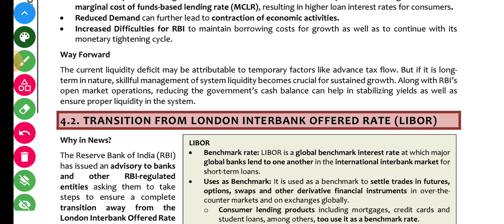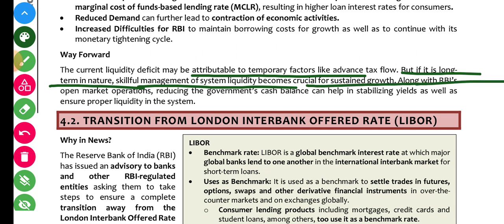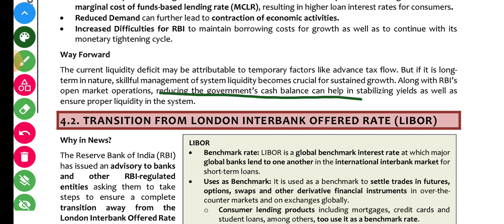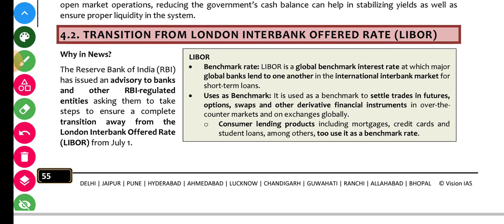What is the way forward? Current liquidity deficit may be attributed to temporary factors like advance tax flow, but if it is long-term in nature, skillful management of system liquidity becomes crucial for sustained growth. Along with RBI's open market operations, reducing the government's cash balance can help in stabilizing yields as well as ensure proper liquidity in the system. So keep this in mind.